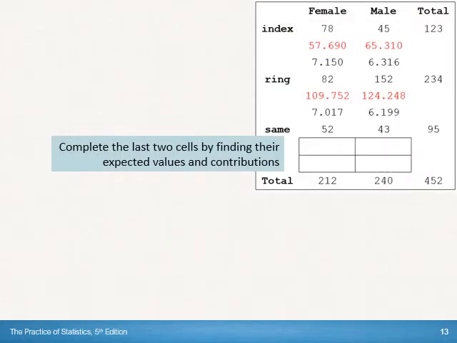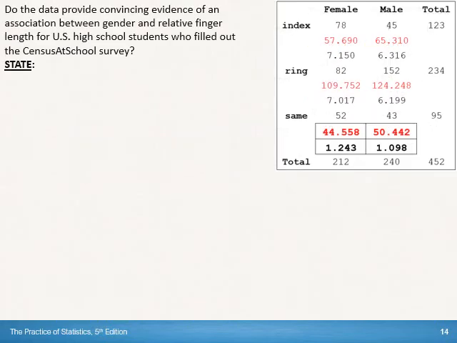All right, so the first thing we want to do is fill out this Minitab table. I purposely left off the information on the last bottom two cells. So come up with the expected value and the contribution for females and males having an index finger and ring finger the same length. Pause the video, and then once you start it up again, I'll reveal the answer. Okay, so we get our expected values and our chi-squared contributions.